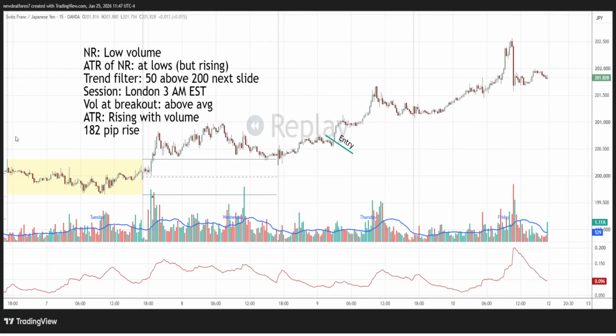All right, so let's look at a perfect long breakout. That was a perfect short. We'll take a look at the long. So we have our narrow range right here. Let's check the volume. Volume was pretty calm, moderate to calm action, nothing too crazy. The ATR was at a low, so it's good, nice and quiet.